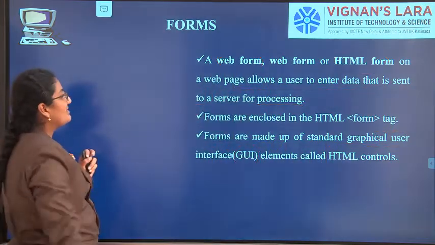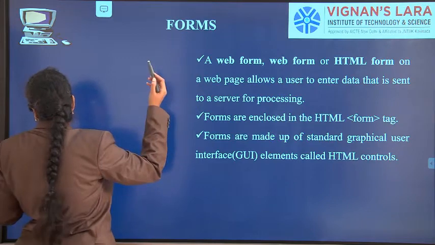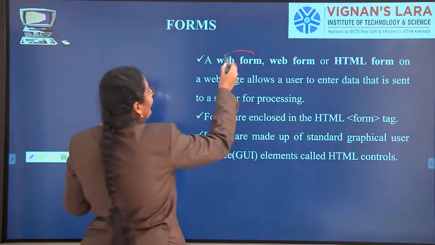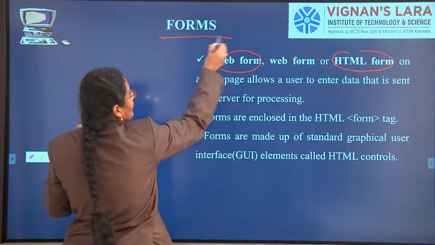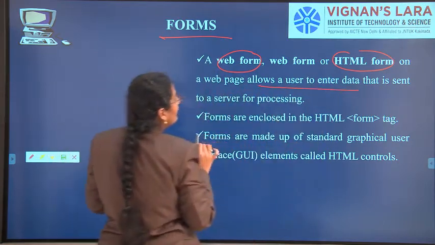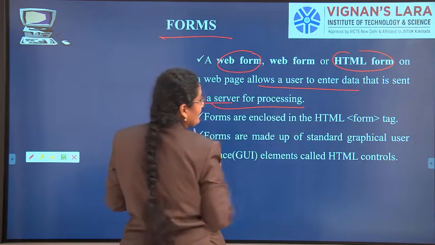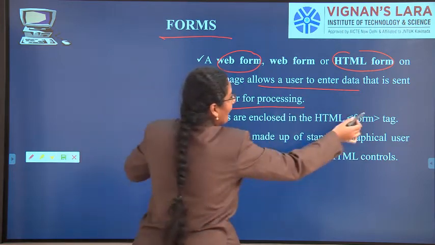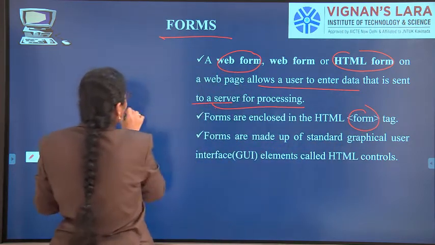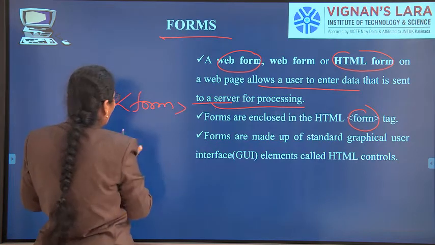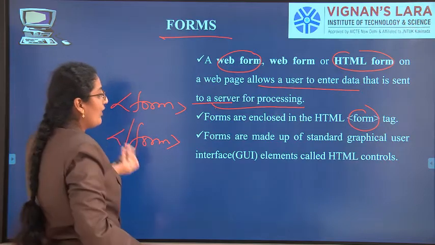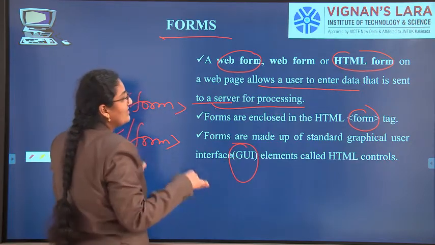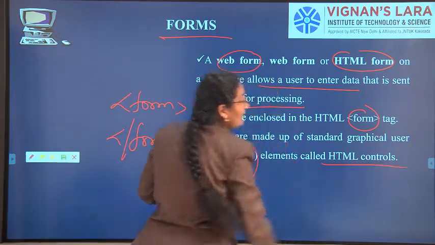So let us summarize the form. We can call it web form or HTML form. Form is used to send user data to the server and the server will process it. Form will have both open and close tag, that is form. And finally, forms are made by using GUI. This GUI is nothing but HTML control.